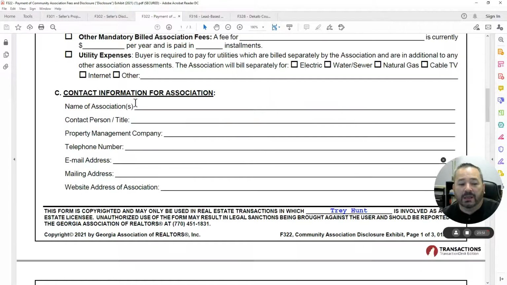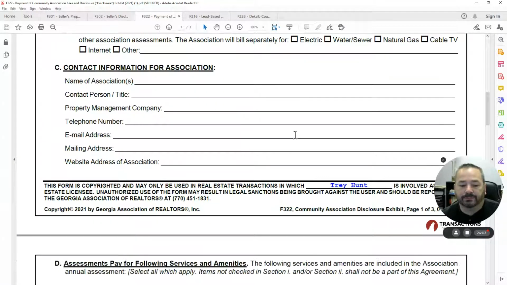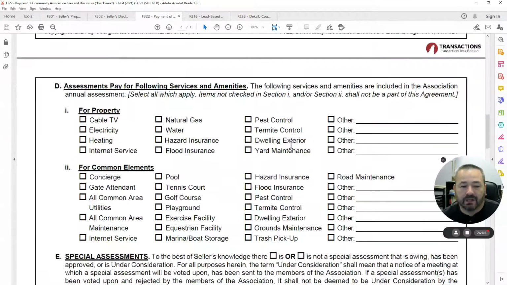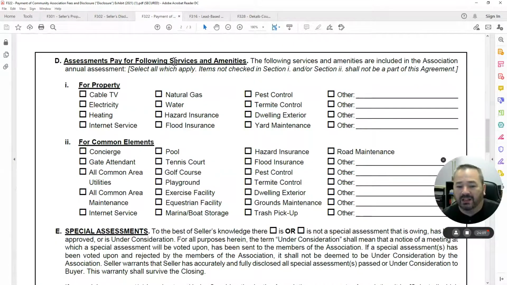How do we get hold of the HOA? Okay, what's our contact information? Is it self-managed, or is a property management company that manages that HOA? Then we get to, are there any charges for using any of the utilities, or do you contract for those utilities on your own? If these are part of the association, we're going to mark them.